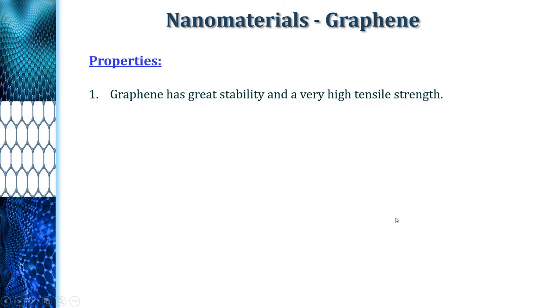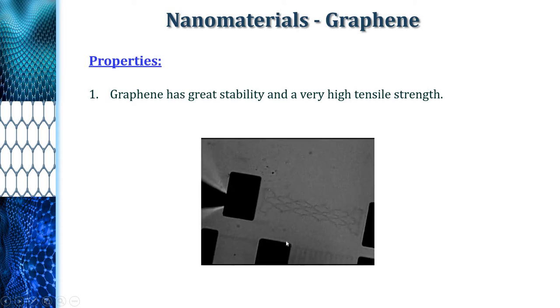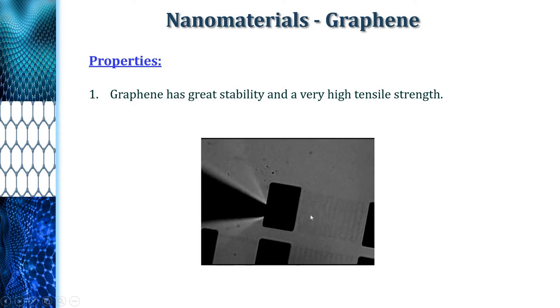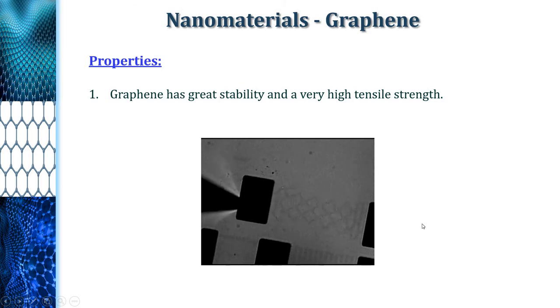Now let us see the properties of graphene. We have discussed the structural details with sp2 hybridization, and based on that, next is properties. Graphene has great stability and very high tensile strength, more than steel. So even if it is stretched or elongated, it will not break.